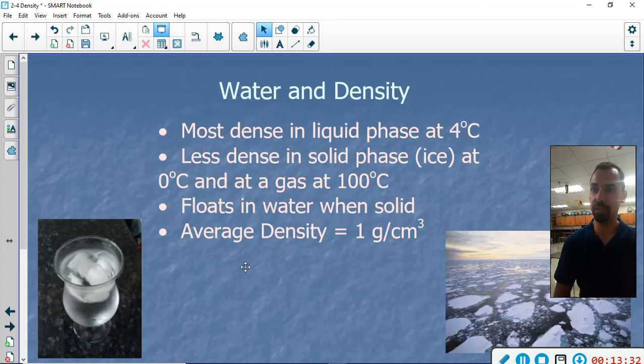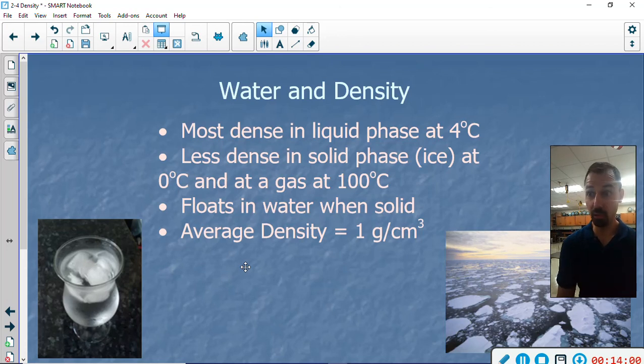Okay, water and density. Water is a weird substance because in its liquid phase, it's actually most dense. It's most dense at 4 degrees Celsius in its liquid phase. It's less dense as a solid at 0 degrees Celsius and least dense as a gas at 100 degrees Celsius. So the hotter it gets, the less dense it gets.